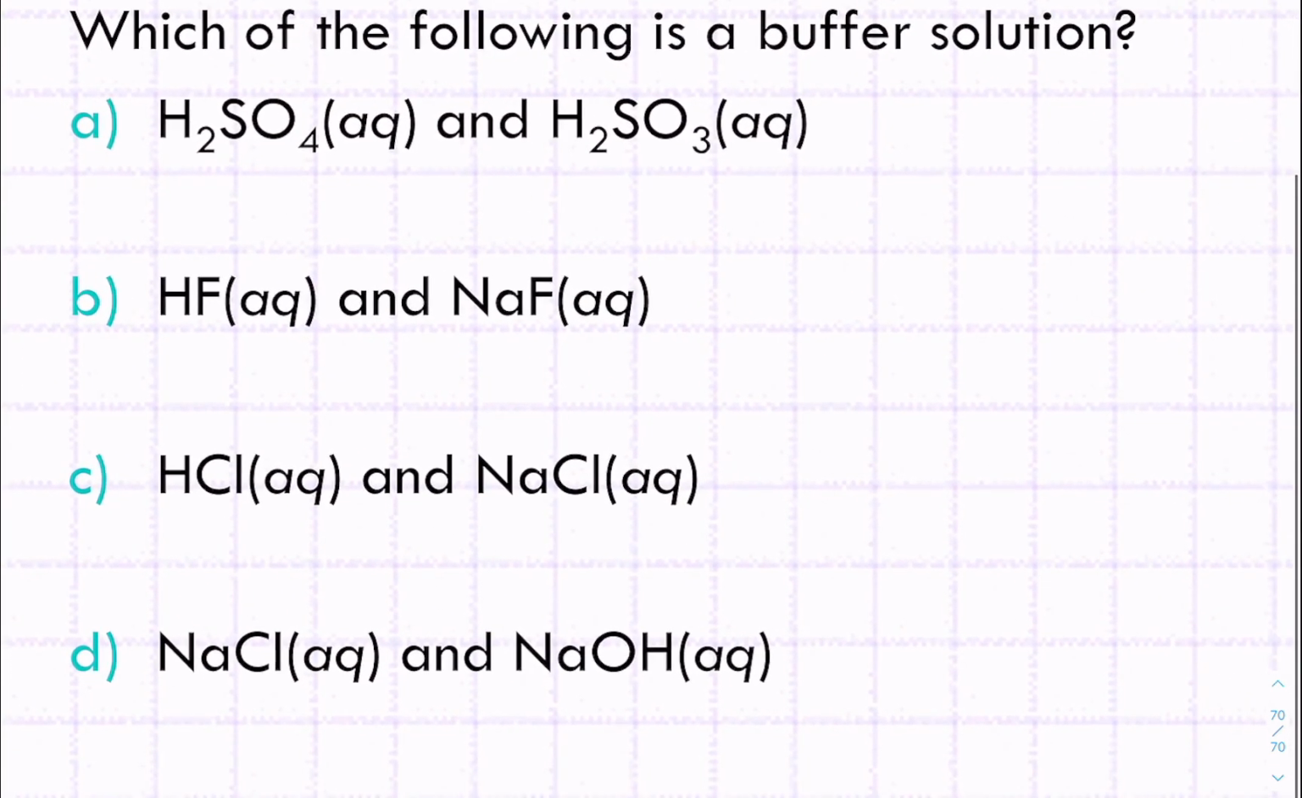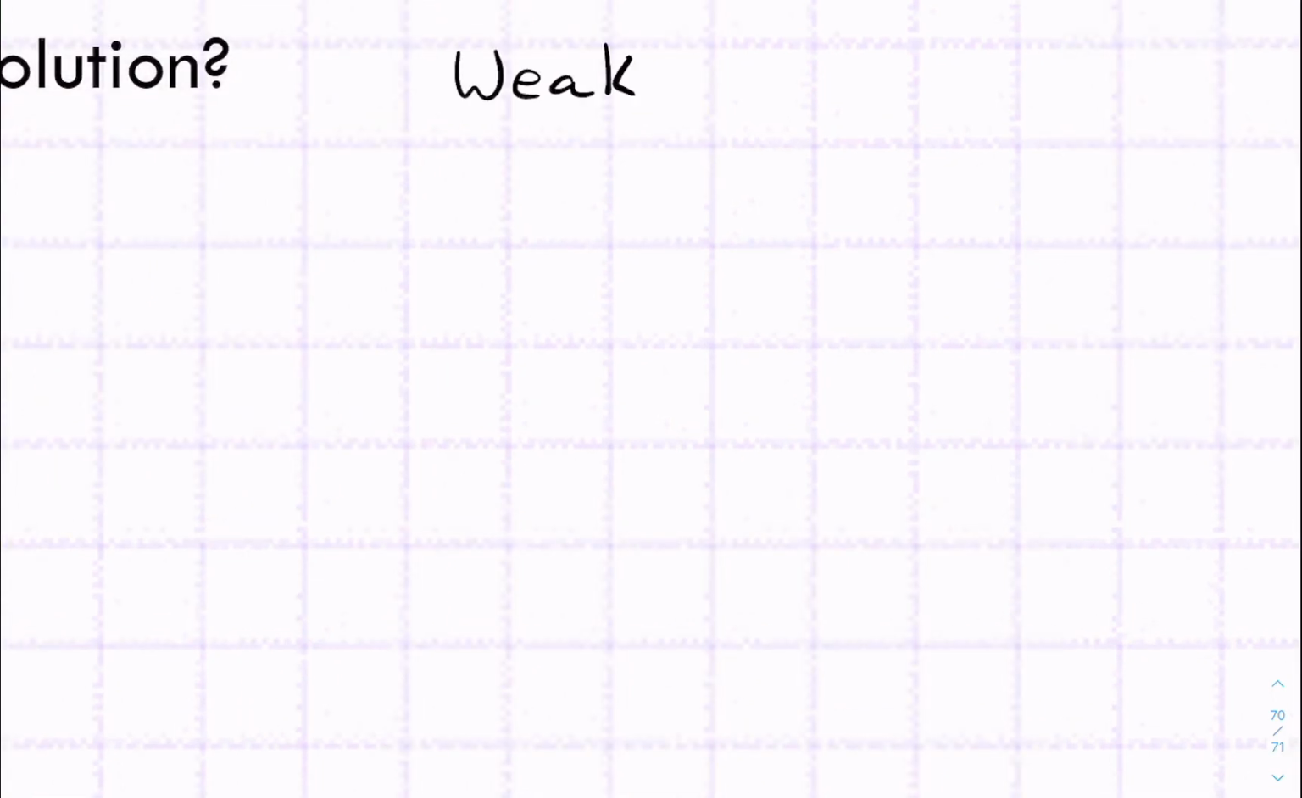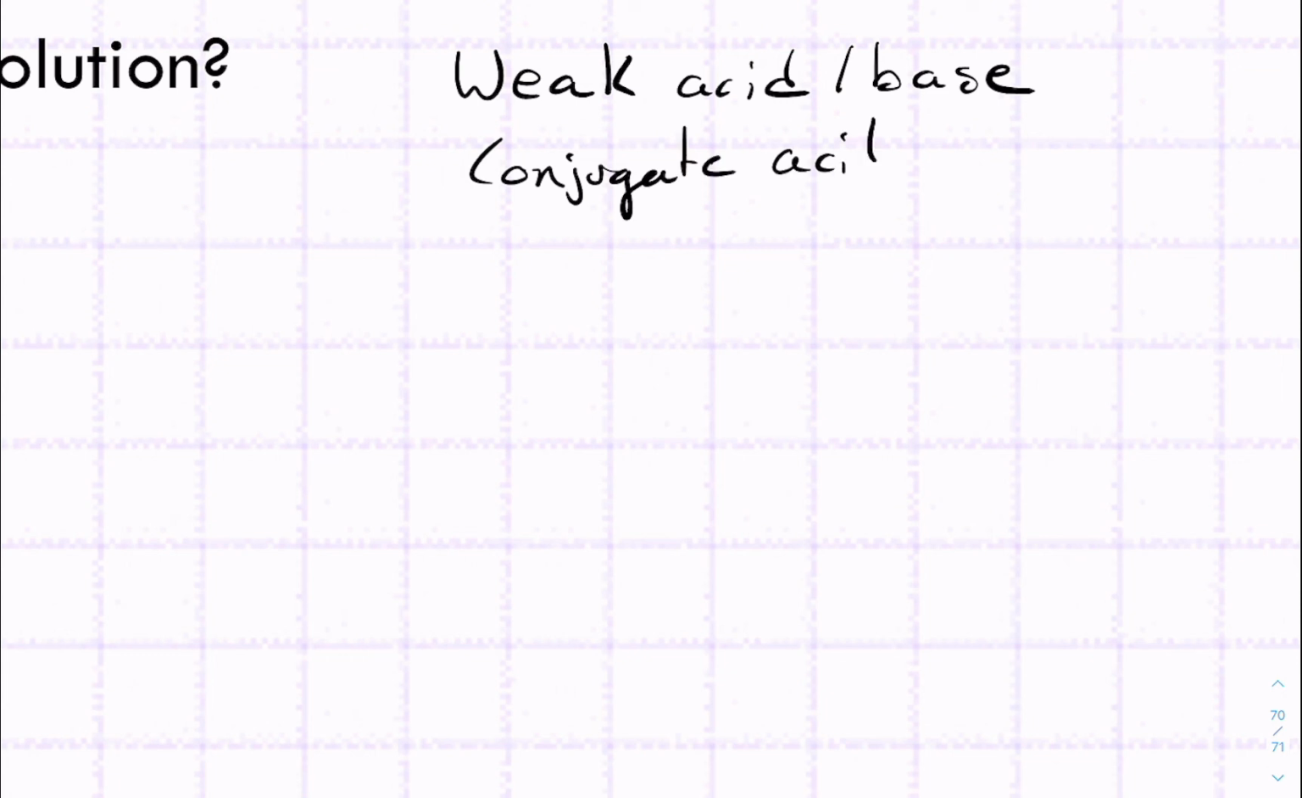All right, so which of the following is a buffer solution? Before diving right into it, the requirements for a buffer solution are that it needs to be a weak acid or base, and you need to have the conjugate acid and base. So it needs to be a weak acid or base, and you need to have both the acid and its conjugate base, or base and conjugate acid. If you don't have those two things, you can't have a buffer system.